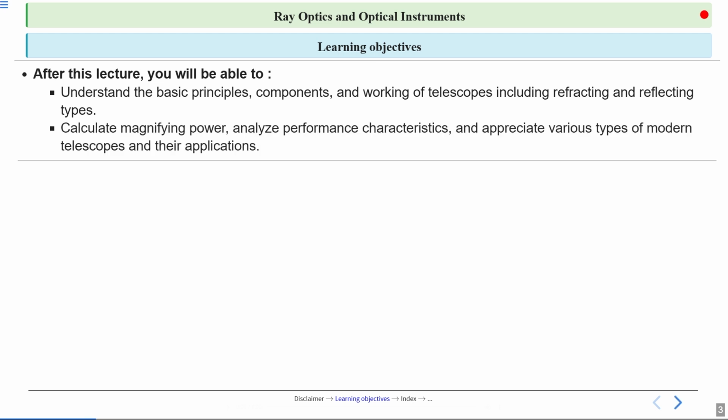Now let's move on to calculating the magnifying power of telescopes. We will analyze performance characteristics and discuss various modern telescopes and their applications. This will help you appreciate the advancement in telescope technology and their impact on scientific discoveries. Remember, the magnifying power is a key factor in determining how much detail we can see in distant objects.